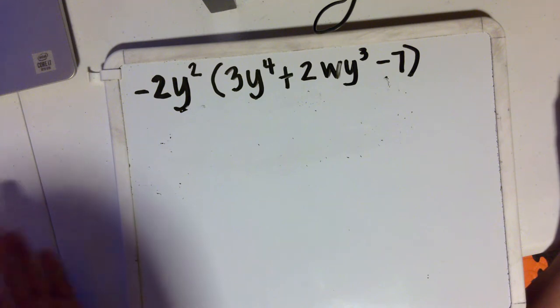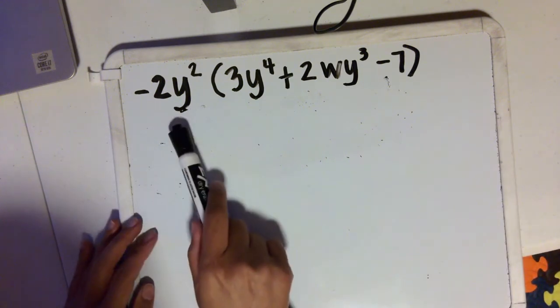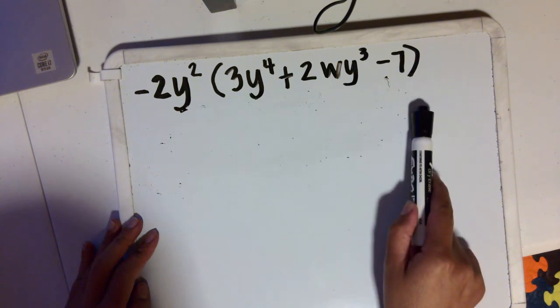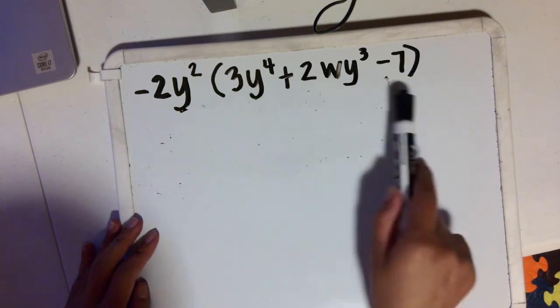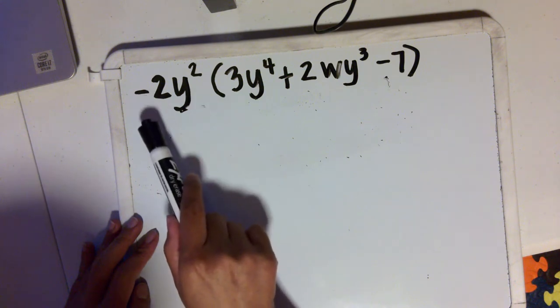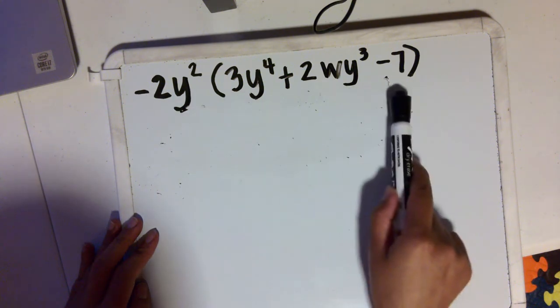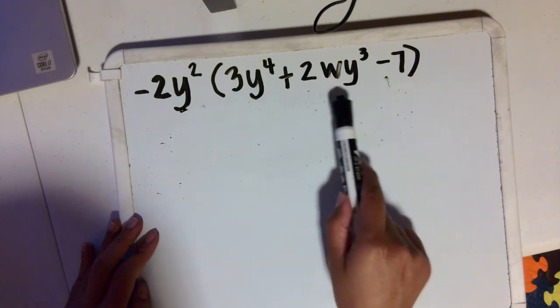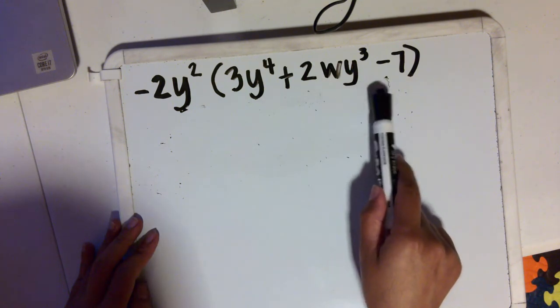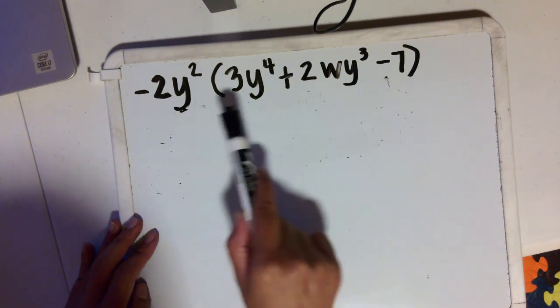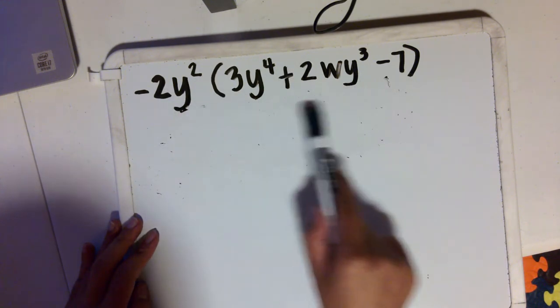In this video, I will explain how to multiply a monomial by a polynomial. If you see a problem like this and you're asked to simplify it, this grouping symbol actually means that negative 2y squared should be multiplied by the entire expression 3y to the fourth plus 2wy cubed minus 7. What that means is that you're going to multiply this by every term inside this grouping symbol.